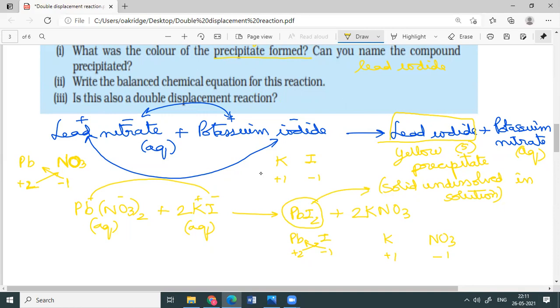So please practice this equation. This is called a double displacement reaction and a precipitation reaction also. Why double displacement? Because the exchange of ions has taken place. And it's also a precipitation reaction. Why, children? Because a precipitate, a solid, is formed which is undissolved in the solution. Okay, so this is all about the topic double displacement reaction.